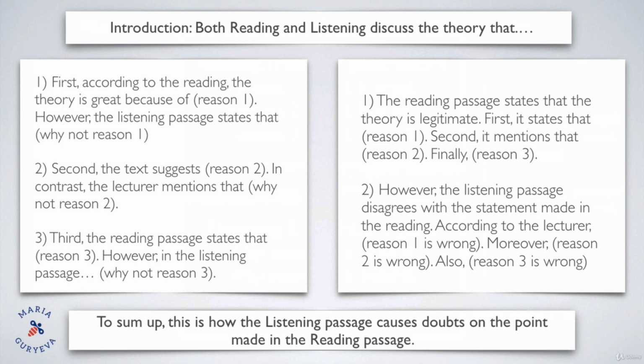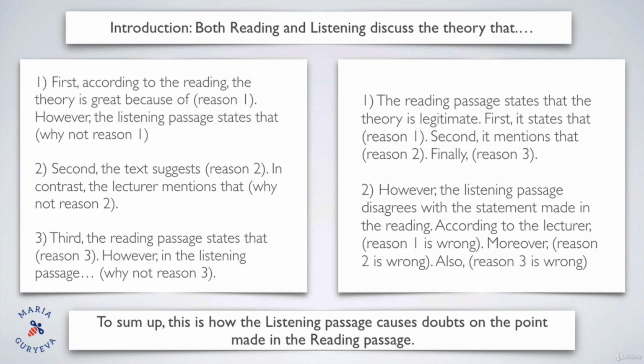We start our paragraph by saying, first, according to the reading, the theory is great because of, and we name reason number 1. However, the listening passage states that, and we name why reason number 1 is wrong according to the listening. Then we discuss all of that in detail, we retell all the information, we summarize it, and then we go to paragraph number 2, where we are going to discuss reason number 2 and summarize what the reading and listening both said about reason number 2.